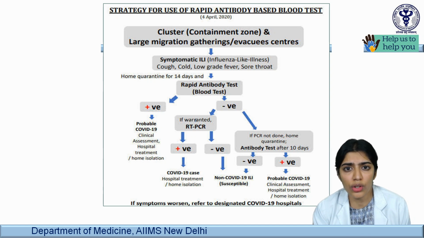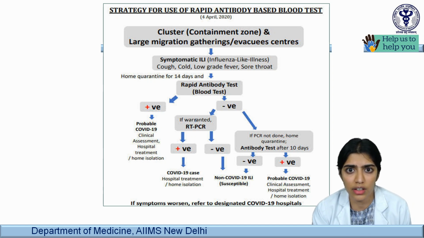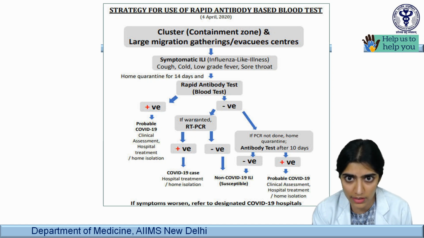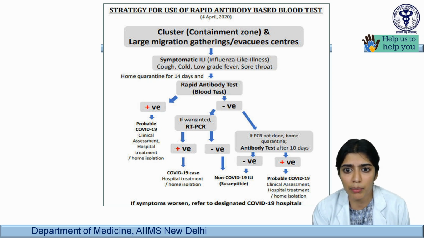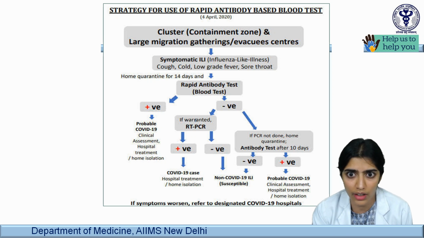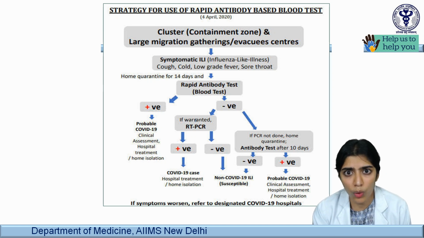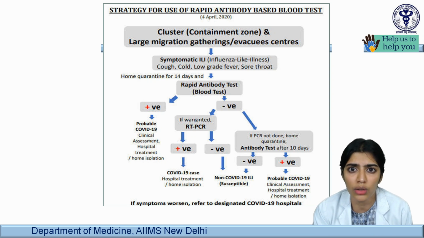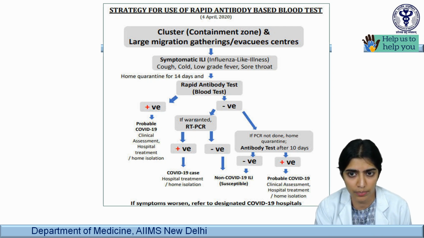Recently, the ICMR has rolled out a strategy for rapid antibody testing in cluster areas or migration zones. This will be used as and when the tests become available to us. According to this directive, any patient with a symptomatic influenza-like illness with fever, cough, sore throat or runny nose must be tested. We can do a rapid antibody test in them, and if they are positive, we can label them as probable COVID-19 infection. However, if they are negative and we strongly suspect COVID-19, we can go ahead and do an RT-PCR for them. Otherwise, we can send them home, and after 10 days, once they've probably formed a good amount of antibodies, we can do a serological test on them.